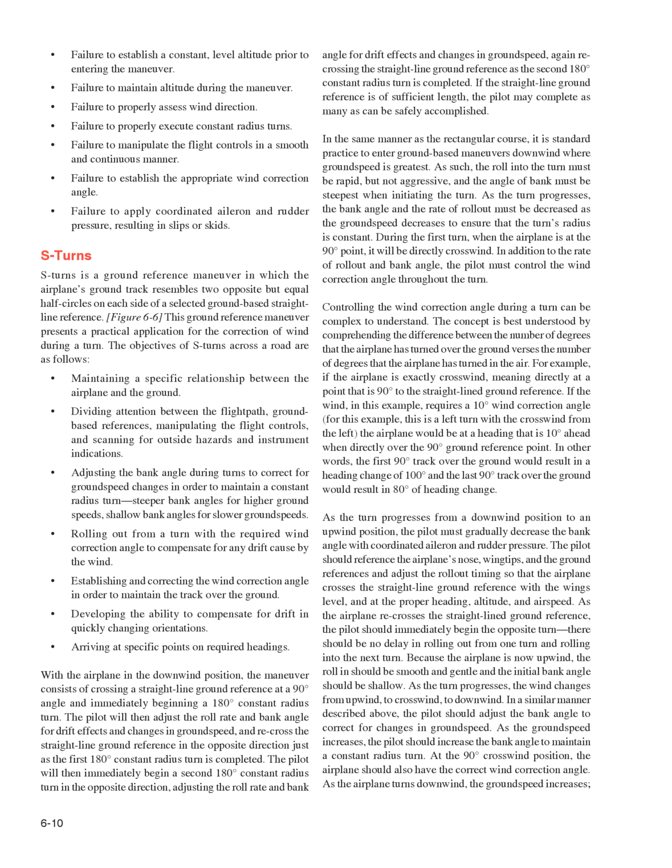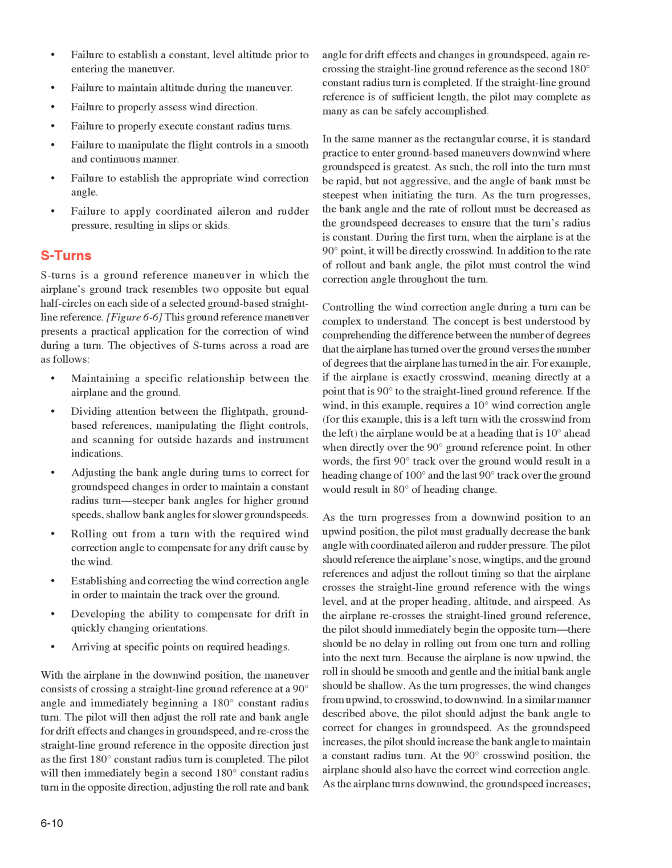With the airplane in the downwind position, the maneuver consists of crossing a straight line ground reference at a 90 degrees angle and immediately beginning a 180 degrees constant radius turn. The pilot will then adjust the roll rate and bank angle for drift effects and changes in ground speed, and recross the straight line ground reference in the opposite direction just as the first 180 degrees constant radius turn is completed. The pilot will then immediately begin a second 180 degrees constant radius turn in the opposite direction, adjusting the roll rate and bank angle for drift effects and changes in ground speed, again recrossing the straight line ground reference as the second 180 degrees constant radius turn is completed.